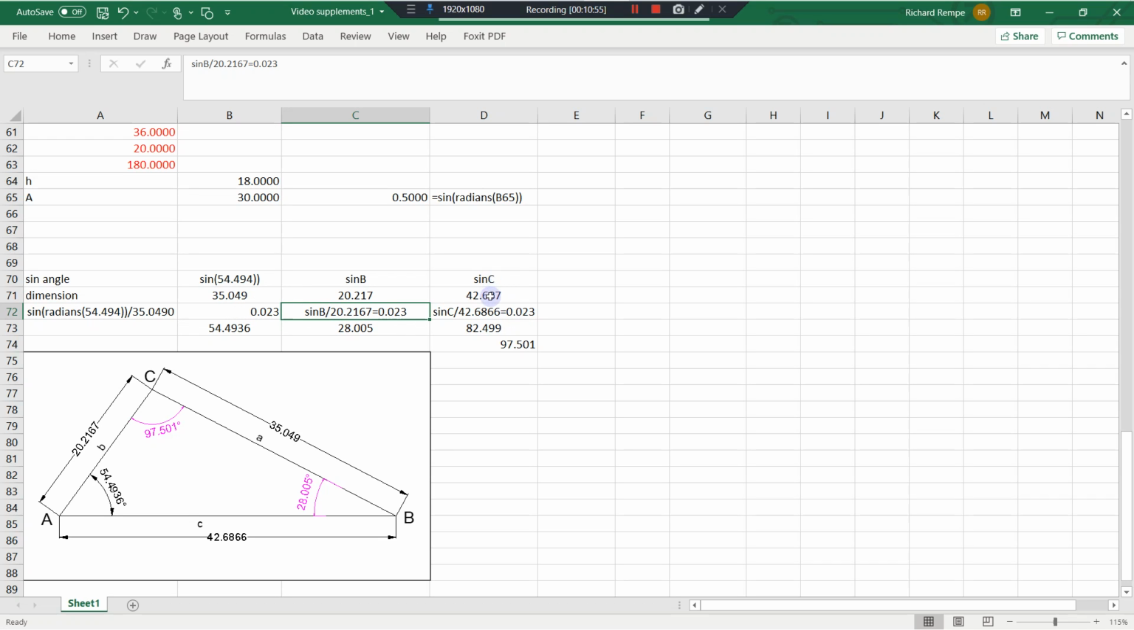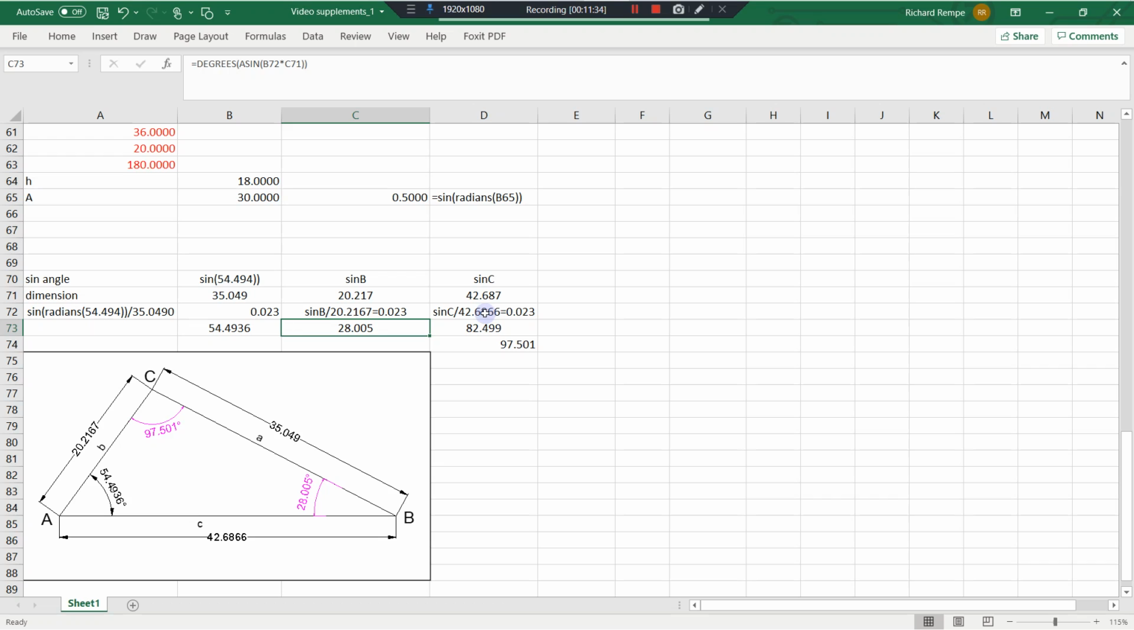If you have sine of c divided by 42, where sine of c over 42 is going to be equal to 0.023, right? So what we do is we're going to put that into formula form. We're going to go arc sine of, if sine of b is equal to sine of b over this, right here we're going to multiply both sides by 20.216. We're left with sine of b. So we're going to go 20.2167 times 0.023. And then we're going to get the arc sine of that in one step. So arc sine of this times this.